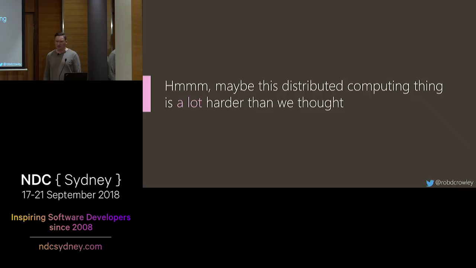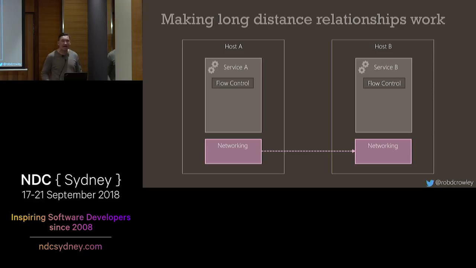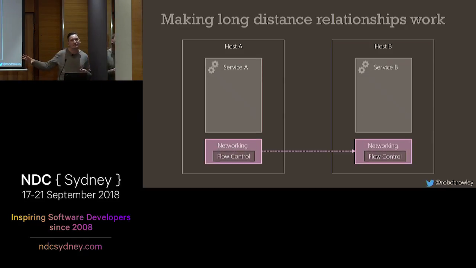When I first started reading through these, I thought, wow, this distributed computing thing is a lot harder than we thought. But where there's a will, there's a way. How do we make long distance relationships work? With flow control, what happened is this went away from being the domain of the application developer, and rather we've pushed that down into the network layer.